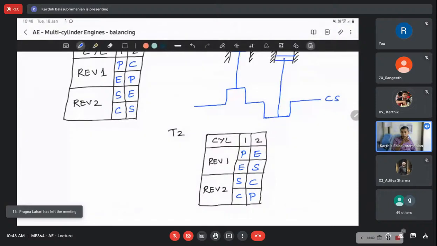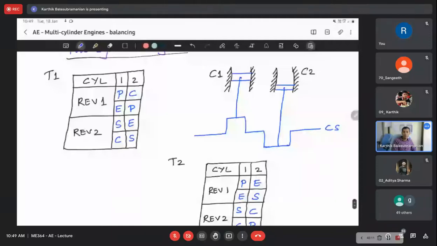Now try to understand, can I have a different arrangement of this two-cylinder engine to get better balancing? Now this is a two-cylinder engine. Can I have some other arrangement of this two-cylinder engine to get better balancing? Opposed. Yes, sir, like upside down, sir. Yes, either vertically opposed or horizontally opposed. Then both of them will go to top dead center at the same time, and both of them will come to bottom dead center at the same time. Correct? Yes, sir.